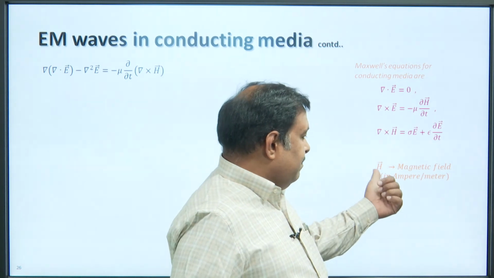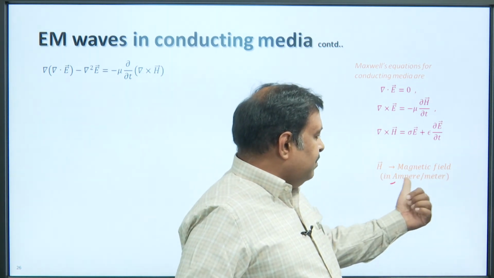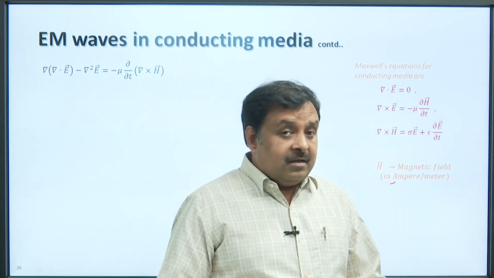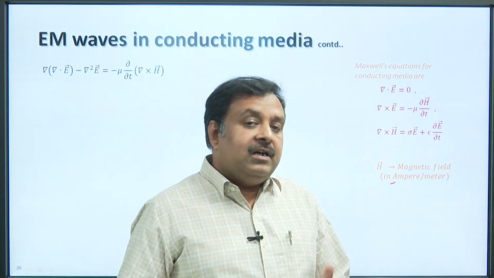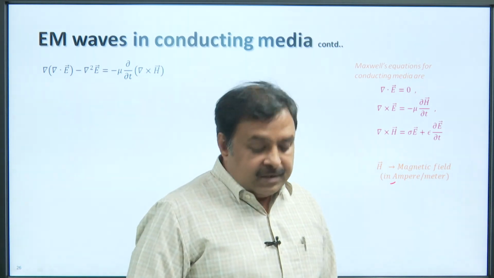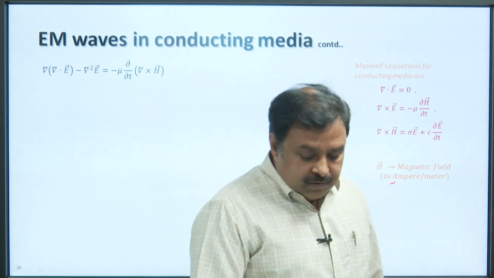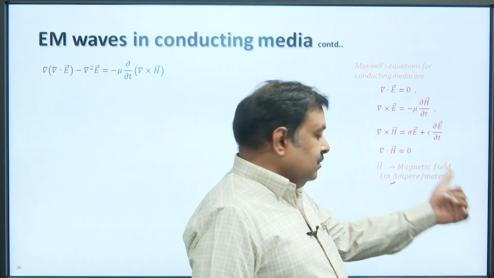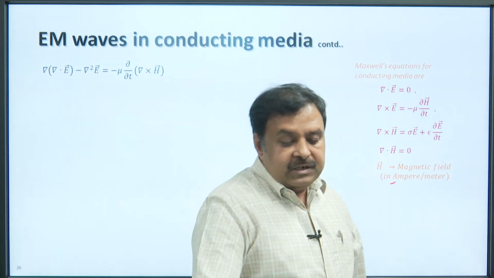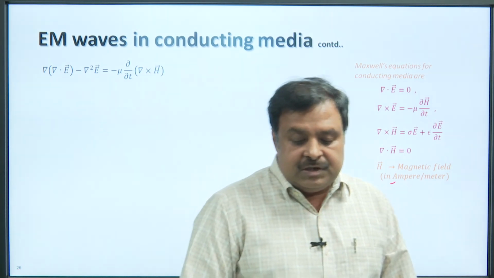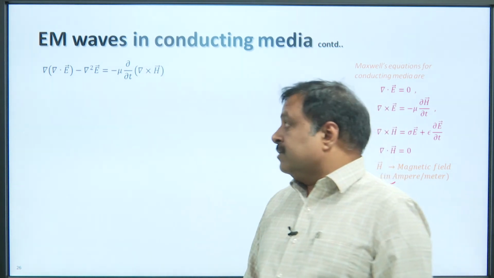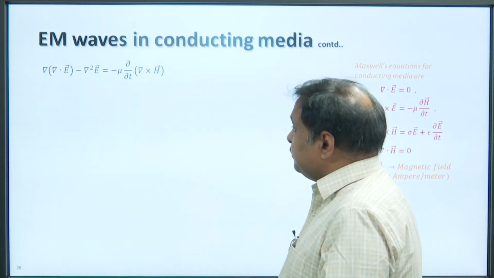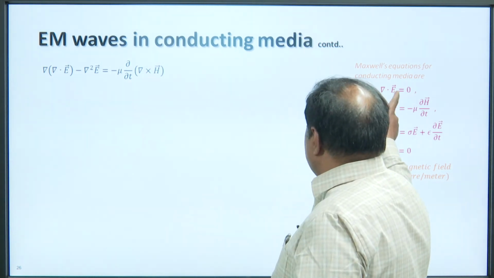H is magnetic field in ampere per meter, not in Tesla. If you write magnetic field in Tesla, then it is B field. Okay. So, and del dot H equal to 0. These 4 equations are Maxwell's equations for conducting media. Now, del dot E equal to 0.